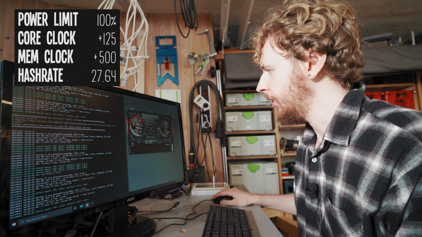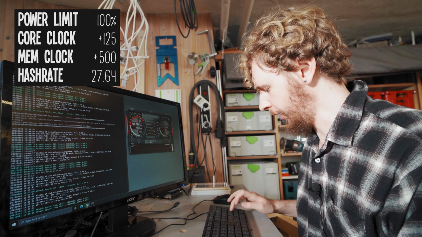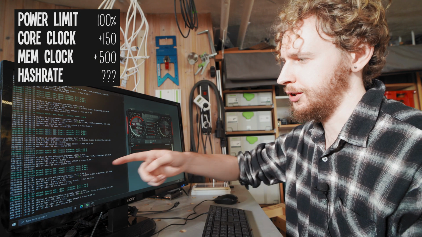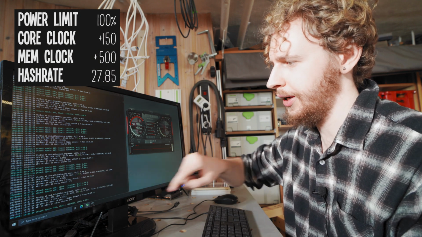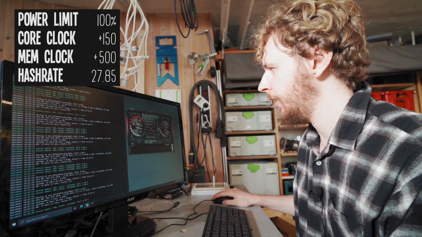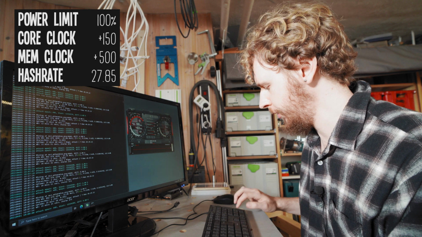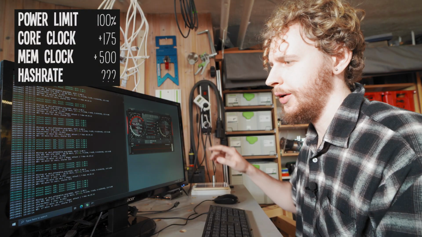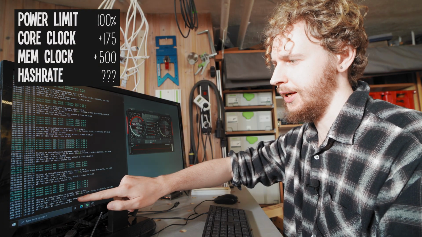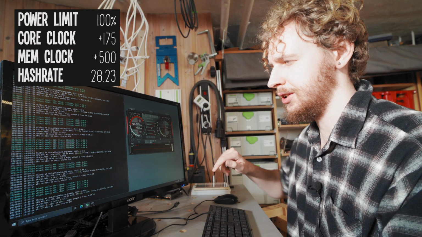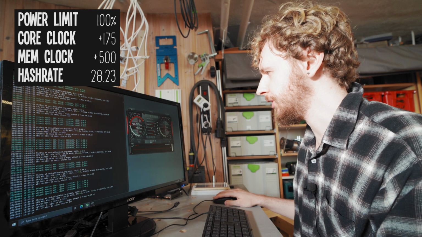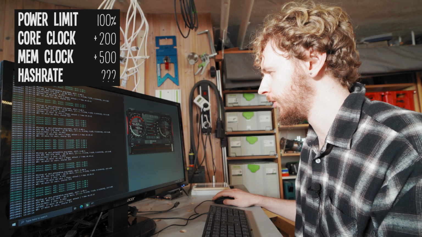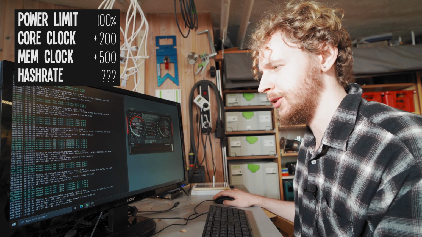So I'm gonna do another jump to 150, apply that, and we'll see what happens. Okay, so it seems that we've settled at 27.85 mega hash a second. So I'm gonna push the core clock further to 175, and we'll see what happens. All right, so we seem to have settled at 28.23 mega hash a second. So I'm going to push it another 25 to +200 on the core clock, apply that, and we'll see what happens.